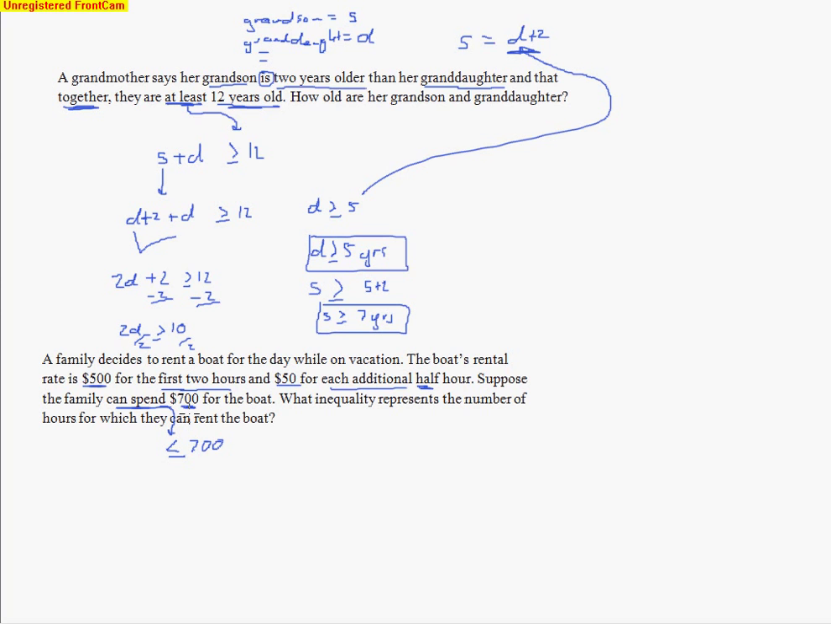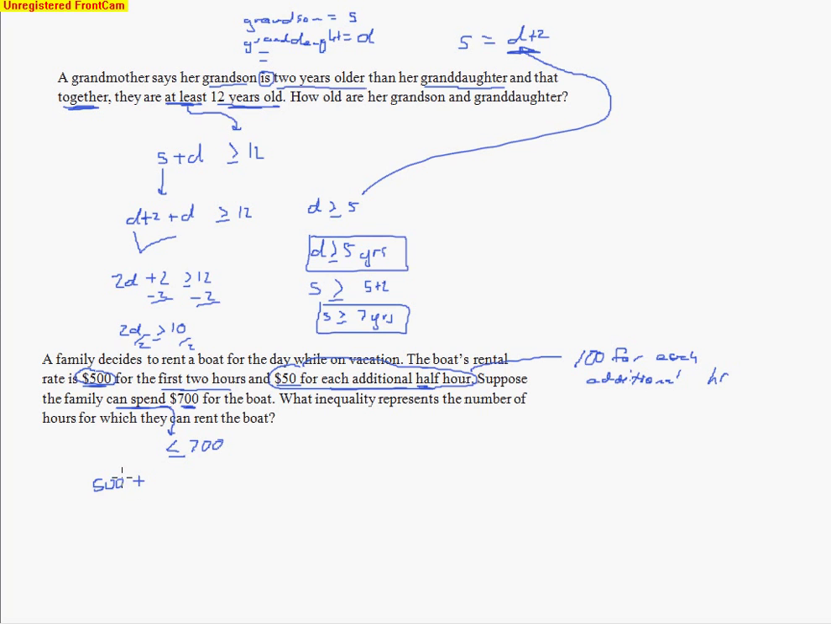So we'll start with the boat rental. The boat's rental is $500. So I've got $500 for the first 2 hours, and then $50 for each additional half hour. So I'm going to change this. So this is the same thing as saying $100 for each additional hour. So I just changed it so I can change that half hour to just a full hour.